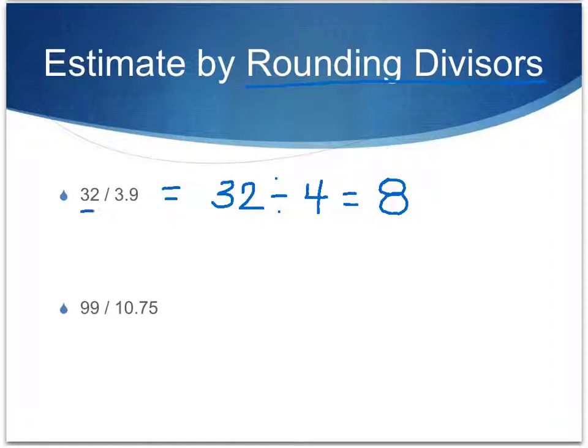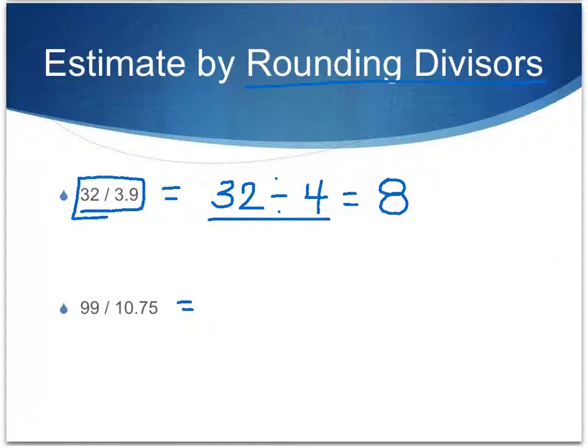So I took numbers that were not compatible, didn't really work well together, and made them compatible by rounding. And 4 we know is very, very close to 3.9, so my estimate 8 is very close to the real answer. Why don't you try the next one? Press pause right now, try the next one on your own, and then press play and see if your answer is correct.